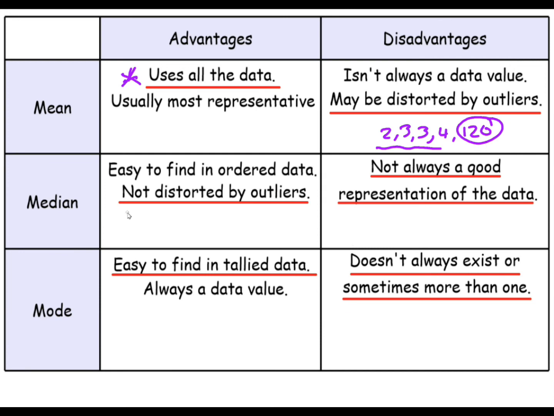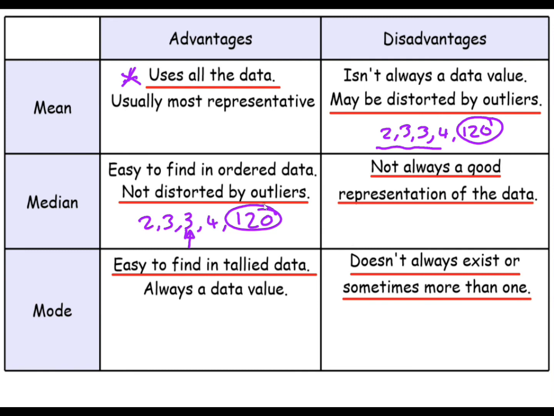The median, on the other hand, is not distorted by outliers. So if we had 2, 3, 3, 4 and 120, then our median would be the number 3. So it's kind of in the middle of where our data is, and it's ignored our outlier.